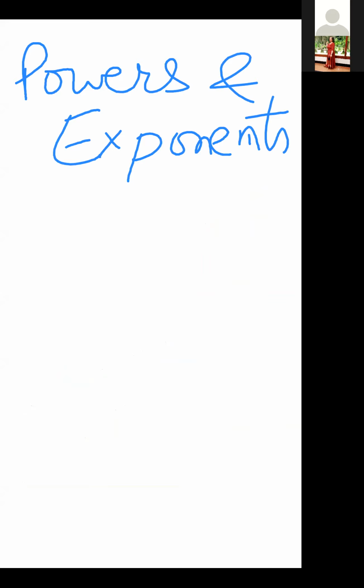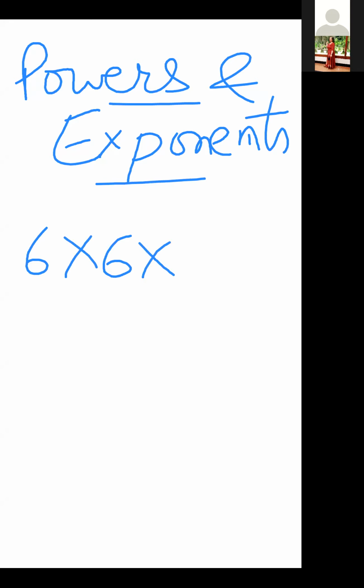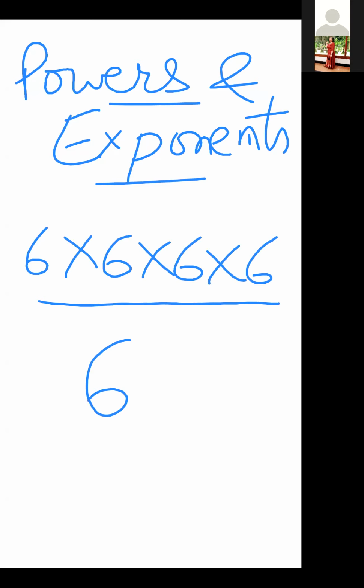Okay, now see here. Earlier we started repeated multiplication. Suppose we multiply 6 multiply 6 multiply 6 multiply 6. How many times is 6 multiplied? 4 times. So we can write 6 raised to power 4.